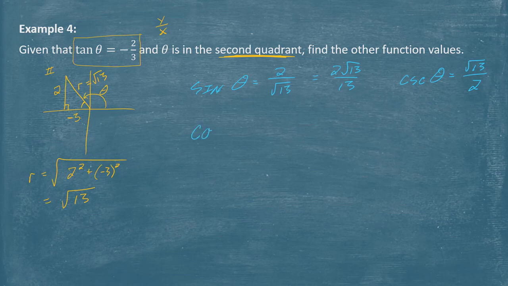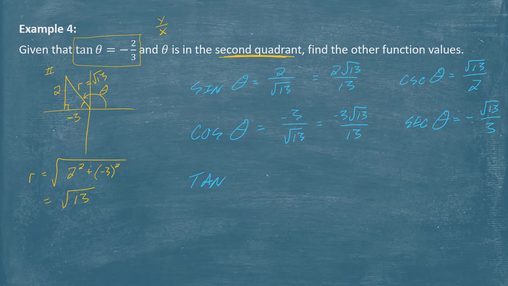Next one I can do is cosine. So cosine here, let's go ahead and get out of the way. That would be the x value, negative 3 over the square root of 13, which again I can rationalize just by multiplying top and bottom by that square root of 13. And since I've got that one, I should be able to do the secant as well, where it's just flip one of those two versions. I think the first one is easier to flip because it moves the radical already to the top. So negative square root of 13 over 3.